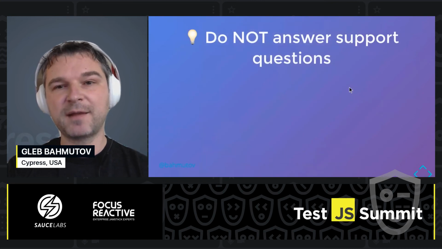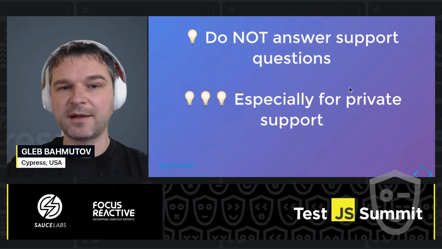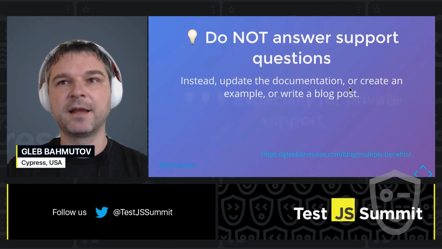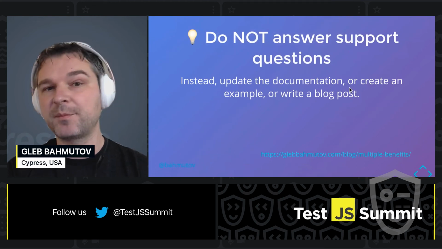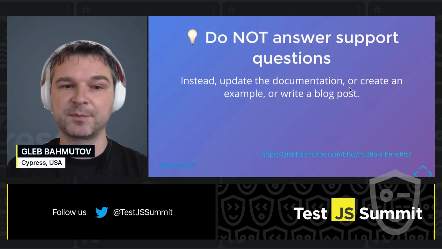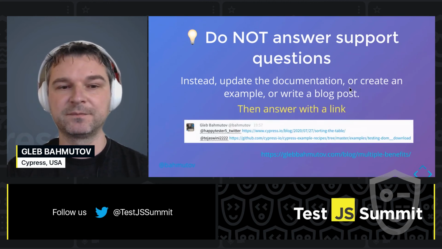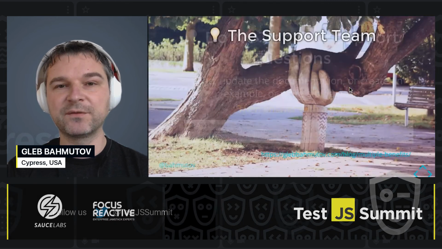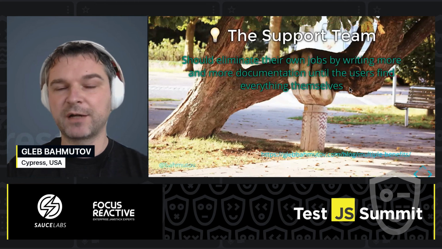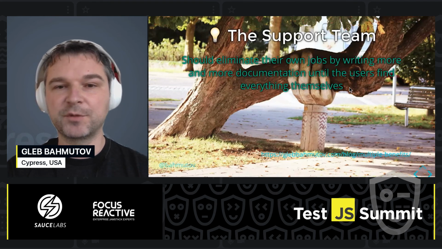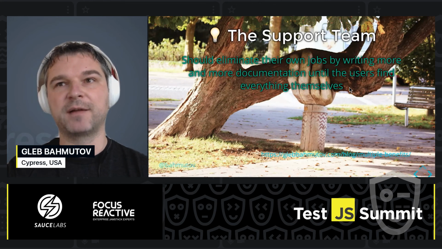So we do not answer support questions directly, especially for private support, because it doesn't scale, because we'll have to do it again and again. Instead, we update the documentation, create a new example, or write a blog post or a recipe, and then answer with a link, as you can see in my example. I believe that the support team should really automate their own jobs away, by writing more docs and more documentation, examples, until all the users can find the answers themselves.